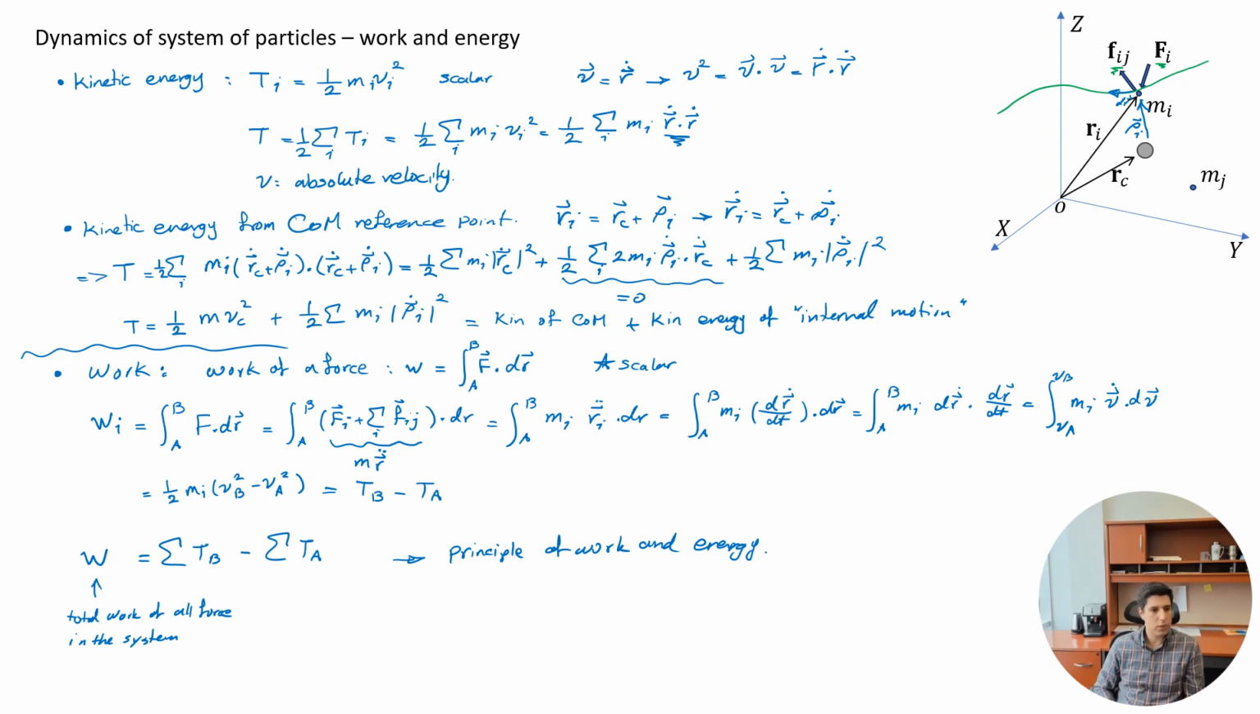An alternative way you can write it is to take this movement and make it shorter and shorter, over a short duration of time. So this is going to be dW equals dT, or dividing both sides by dt, W dot equals T dot. That is also another way you can write it.